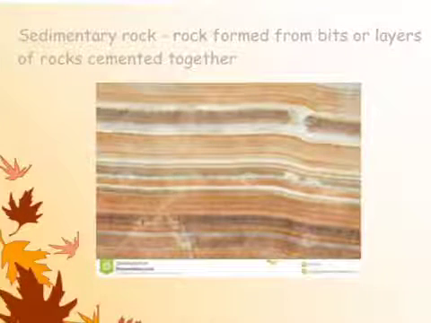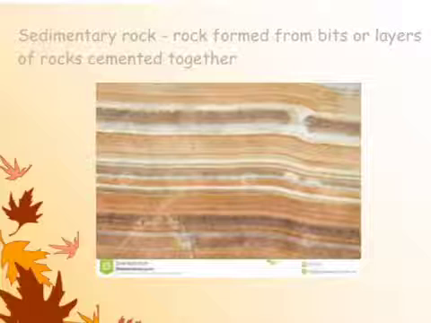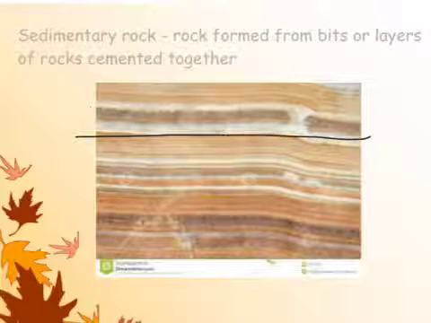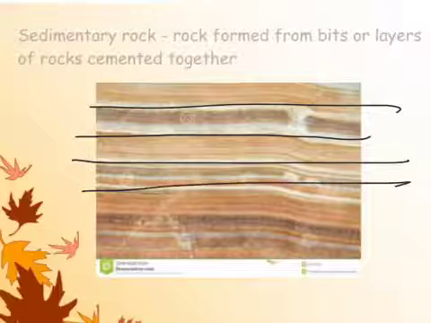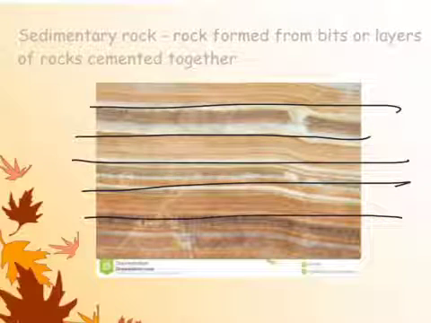Our third type of rock is sedimentary rock. That is rock formed from bits or layers of rock cemented together. As you can clearly see in the picture, there are different layers of these rocks, and this is different dirt or rock particles or bits that have piled up on top of each other and been pressed together over the years from the weight of the rocks above them. Sedimentary rocks.